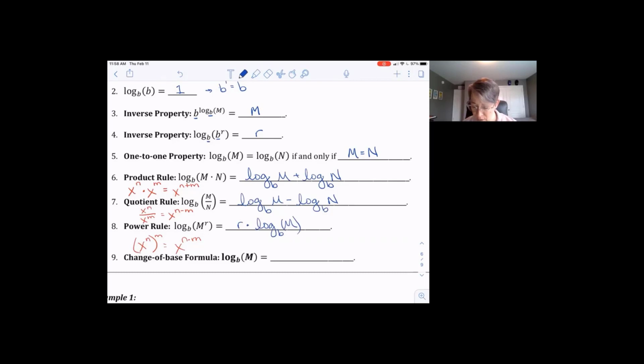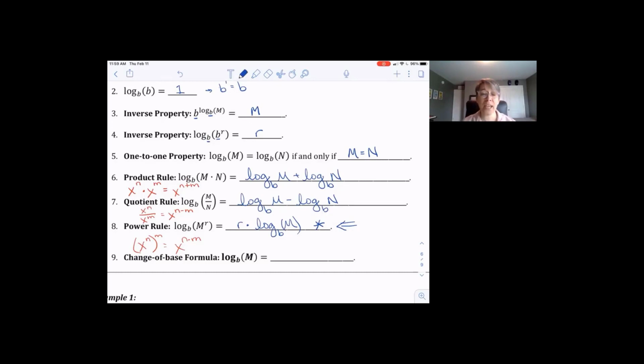Put an asterisk by this one or maybe highlight it. We're going to use this one a lot when solving exponential functions. Just like the Pythagorean was the granddaddy in trig, this power rule here is kind of a granddaddy when we're solving exponential functions. It's the only way to get an exponent out of the exponent position.